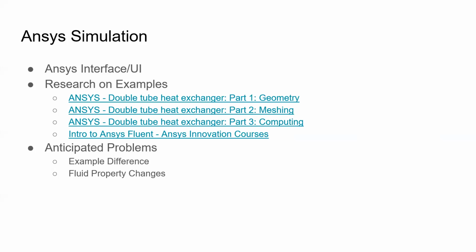The biggest problem that we have come across is the difference between the examples on YouTube and the study example that we have. In the study example, they didn't have inlet and outlet areas or flows at all. They just took a section of a tube exchanger for their simulation. So we're going to have to figure out how to do that. Also, the fluid property changes of the nanofluid are going to be difficult to modulate, because every example that we've come across so far hasn't had varying fluid property changes.